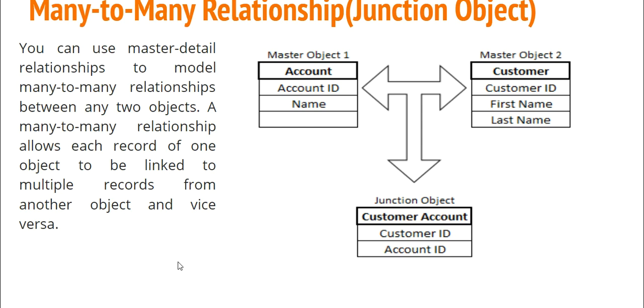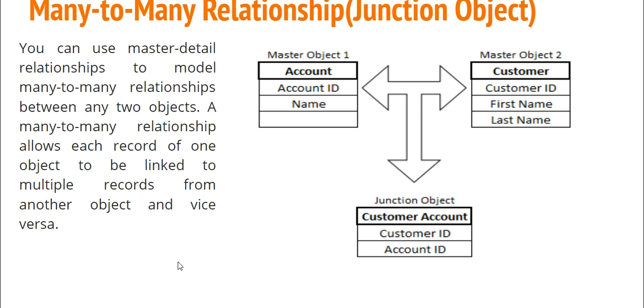For creating the many to many relationship, we have to create the junction object, and this junction object helps us to build the relationship between multiple objects. So simply, for creating the junction object, we have to create an object which has two master detail relationships. We have to customize the related list of both master detail relationships, and we also have to customize the page layouts.